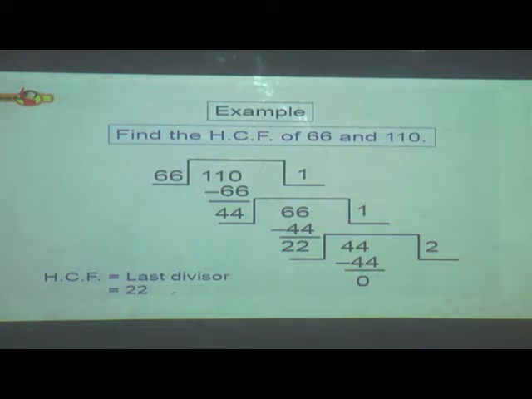As the highest common divisor for 66 and 110 is 22. How come? Because the last divisor is 22. Whatever the last divisor is there, then we can say that is the HCF for the given numbers. As the last divisor is 22, we can say that the HCF of 66 and 110 is 22.